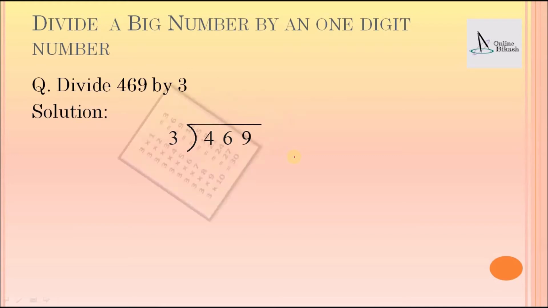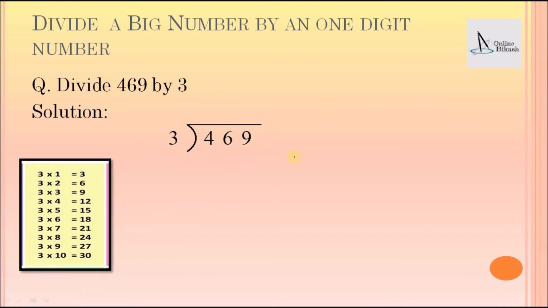Why? Because in our table of multiplication we cannot find 469. If we had 469 in this table, then we would be able to do this division at once. So what we will do is try to divide this 4 separately, this 6 separately, and this 9 separately. It means we will try to divide digit by digit.